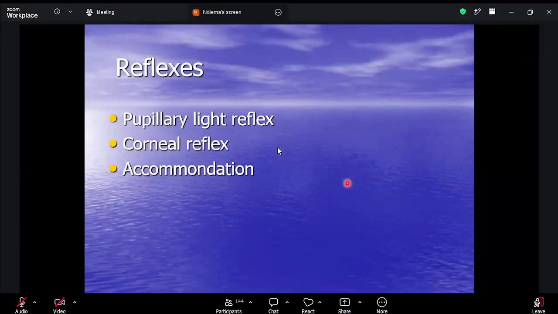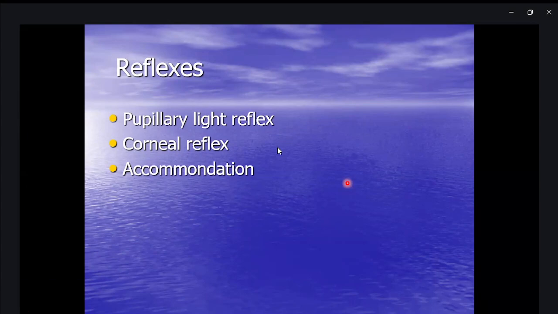Sensory supply is by the ophthalmic division of the trigeminal nerve. When you touch the cornea or an object touches the cornea, you normally have the blink reflex. That blink reflex from the ophthalmic division goes to the nucleus of the trigeminal nerve, and then there's a connection.